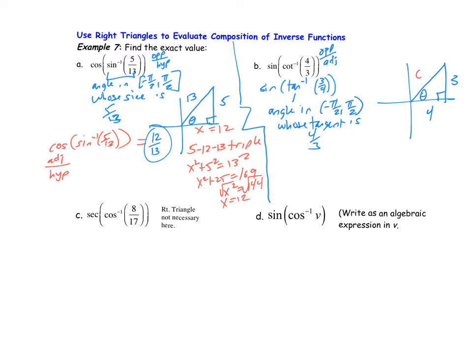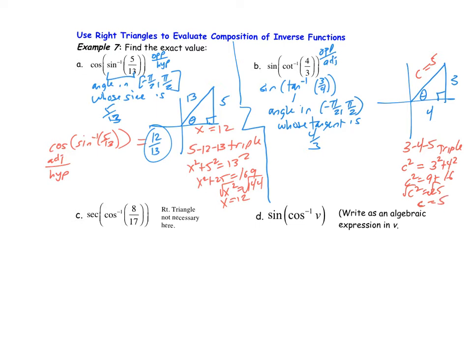I'll call it C. So either you can recognize that this is a 3, 4, 5 triple, so I know that C equals 5, or you can solve the Pythagorean theorem. So C squared equals 3 squared plus 4 squared. So C squared is going to be 9 plus 16. C squared is 25. Take the square root of both sides, and C is 5. So either way is fine.